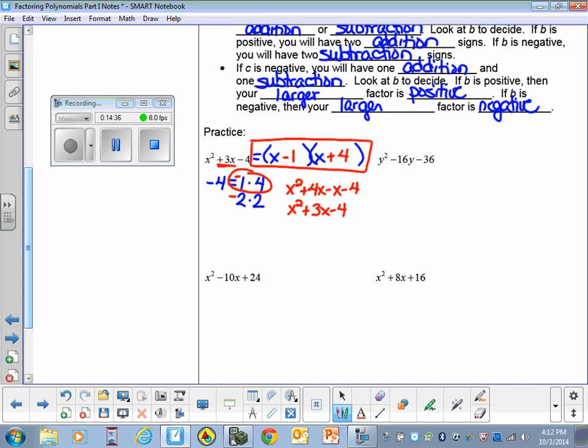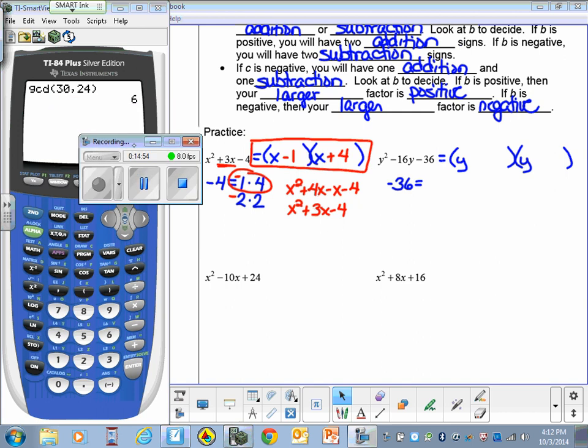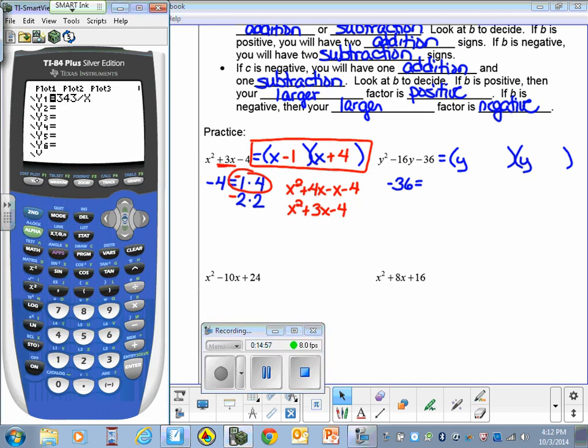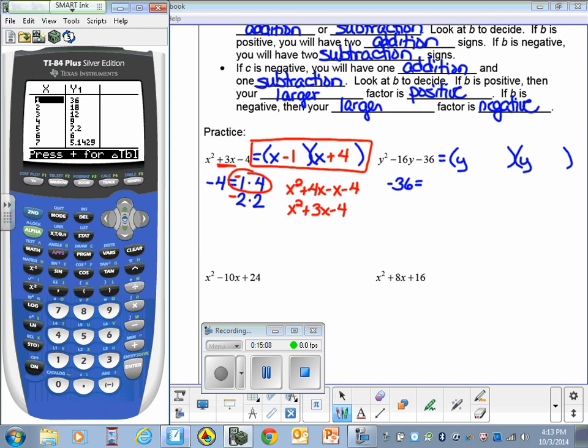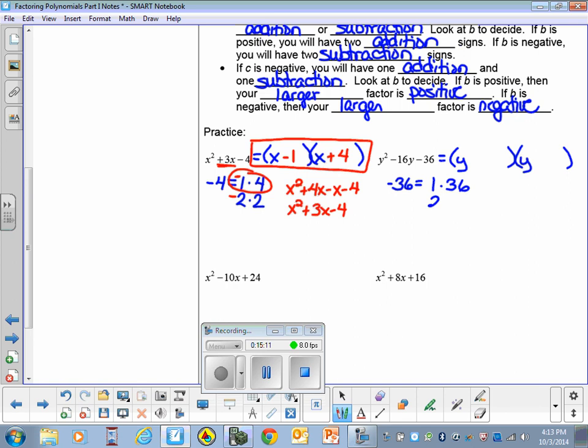Next one. Start with two sets of parentheses. Y squared has to be y times y. Now I look at the negative 36. Goodness, I'm not sure I know all of the factor pairs of negative 36. So I'm going to come back to my calculator. I'm going to go to y equals 36 divided by x, and then I go to the table. So 1 times 36, 2 times 18, 3 times 12, 4 times 9, 6 times 6.